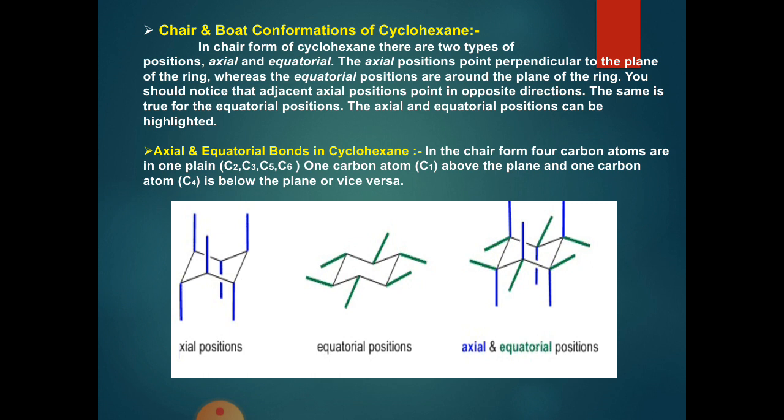Here are the axial and equatorial bonds in cyclohexane. There are three figures. In the first figure, we see only axial hydrogen atoms. In the second, only equatorial positions. And in the third figure, we see axial and equatorial positions. In the chair form, four carbon atoms are in one plane, that is C2, C3, C5 and C6. One carbon atom, that is C1, is above the plane and one carbon atom, C4, is below the plane, and vice versa.